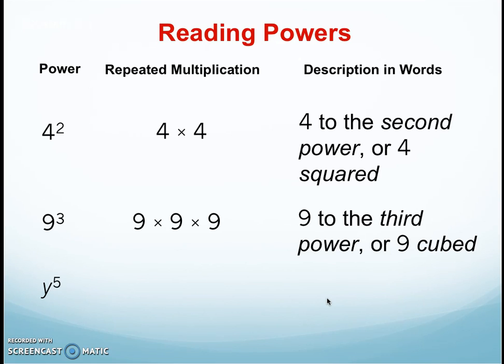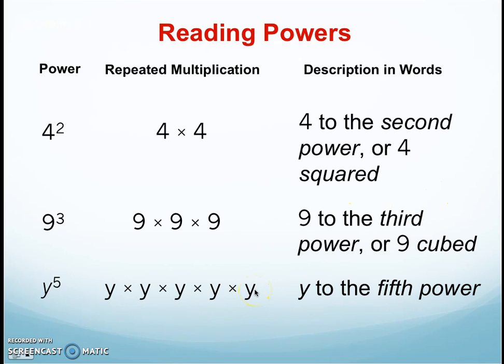Right? I could also do this with a variable. I've got y to the 5th power here. All right, so that's 5 y's. Y times y times y times y times y. And like I said, that's y to the 5th power is how we would read that.